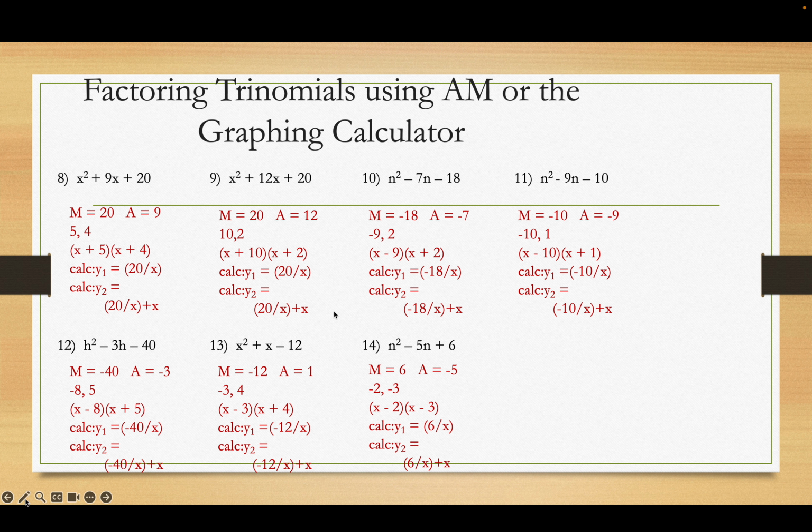Distributing back to check ourselves, x times x is x squared, x times negative 3 is negative 3x's. The negative 2 times x is negative 2x's. Negative 3x's and negative 2x's make negative 5x's. Therefore, they're equal, and negative 2 times negative 3 is 6.